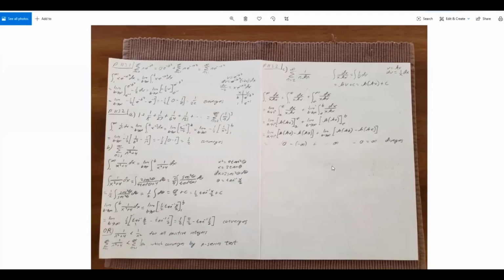So that's why I don't really like the integral test, because you can see there's a lot of work, a lot of places to make mistakes.